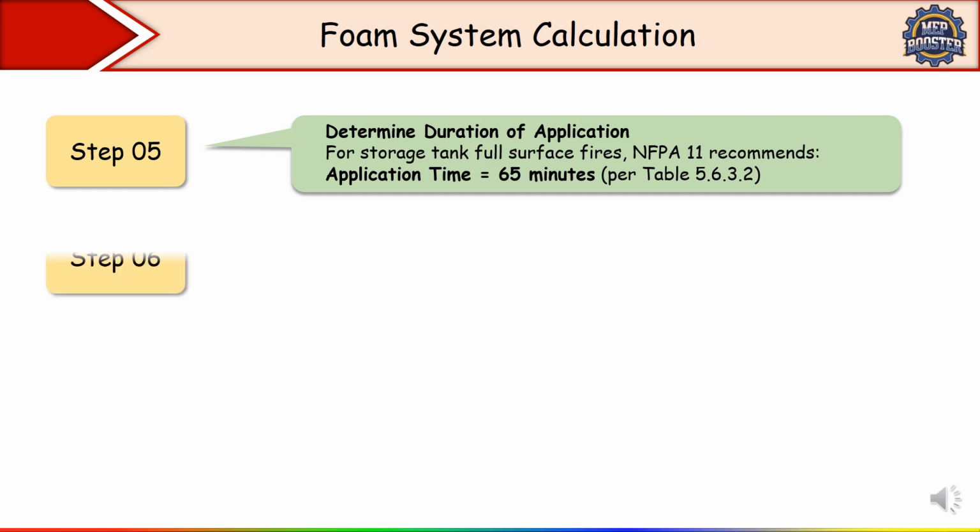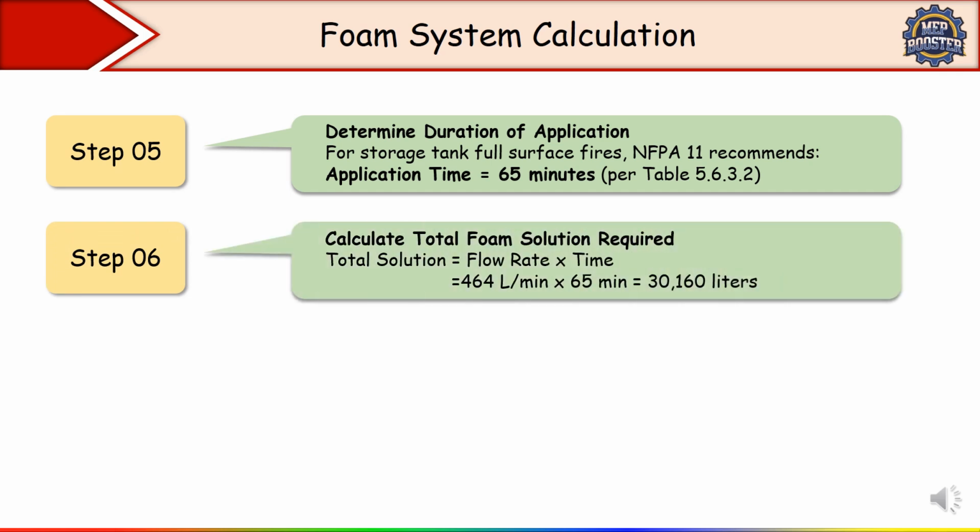In step number 6, we need to calculate the total foam solution required. The total foam solution required is equal to the flow rate, which we have calculated as 464 liters per minute, times time 65. You will get the total foam solution required. In our case, it is coming to about 30,160 liters. Is it clear? This is the total mixture of foam concentrate plus water that must be discharged over 65 minutes.